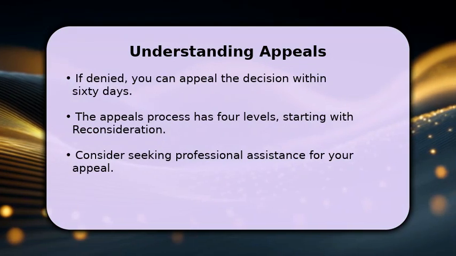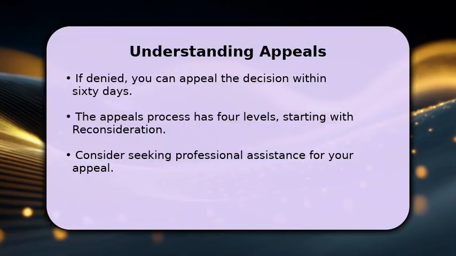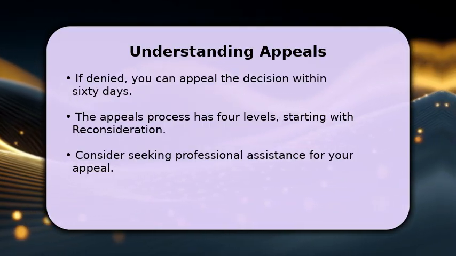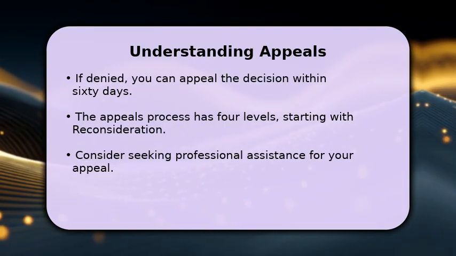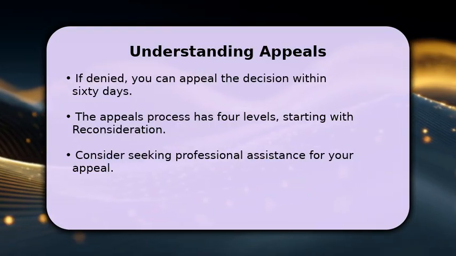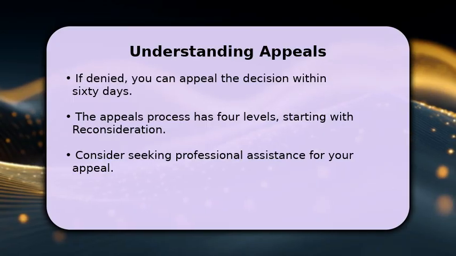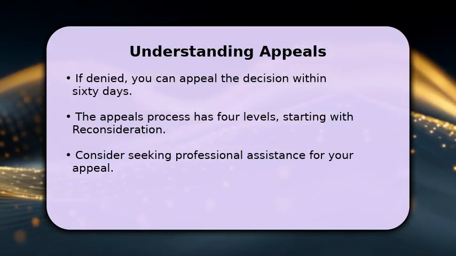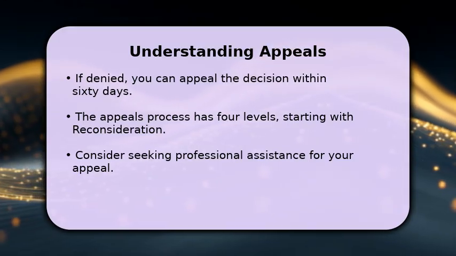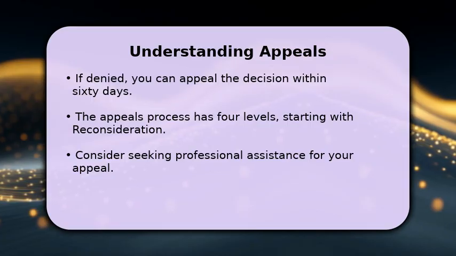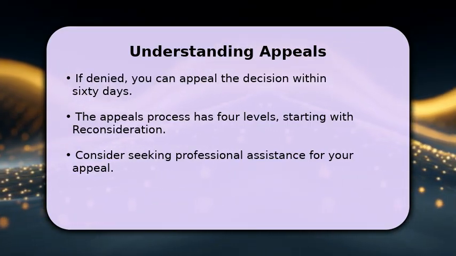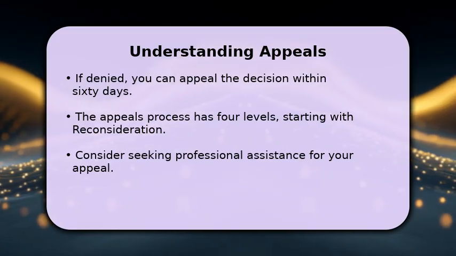If your initial application is denied, do not despair. You have the right to appeal the decision. You must file your appeal within 60 days of receiving the denial notice. The appeals process has 4 levels: reconsideration, a hearing by an administrative law judge, review by the appeals council, and finally, a federal court review. Many applicants find it beneficial to seek professional assistance during the appeals process.